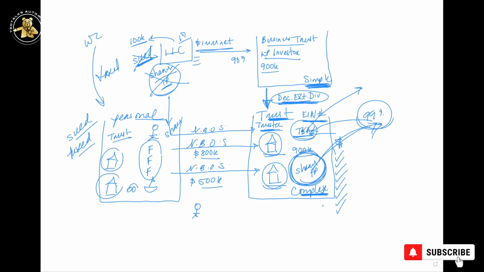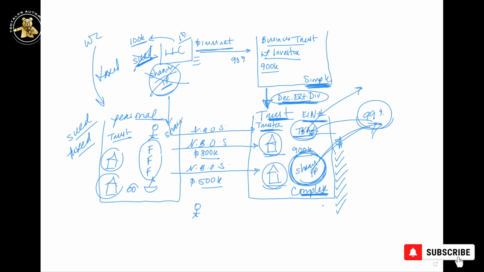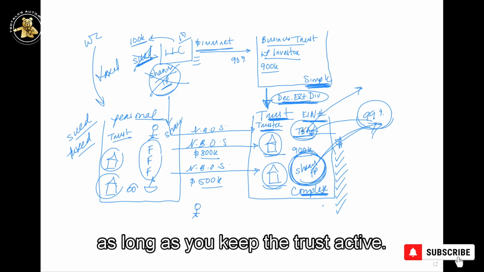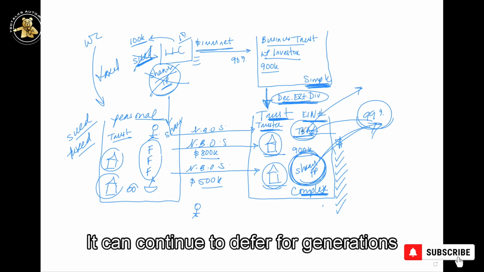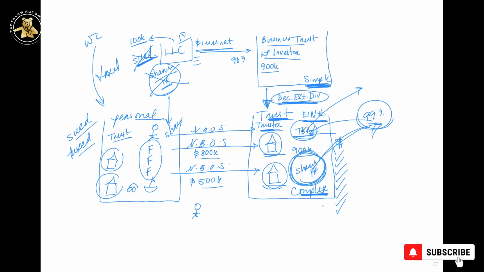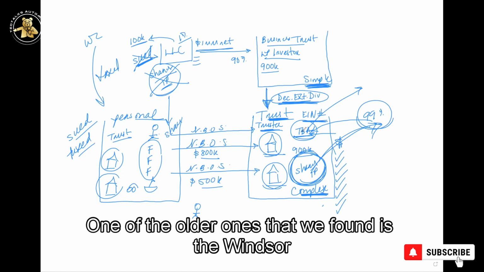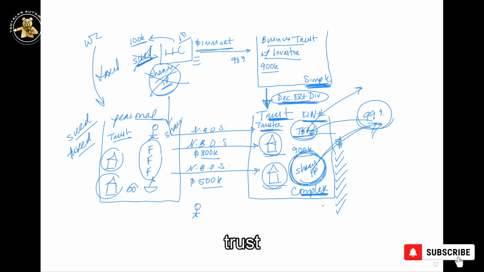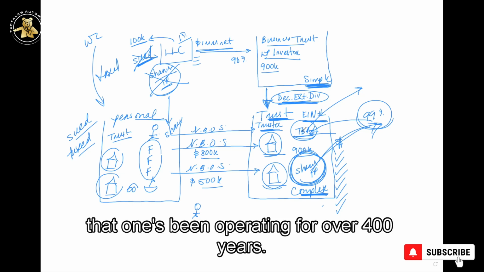Any other questions? So April, can you just clarify again for people, how long you can defer these taxes, these capital gains, as long as you keep the trust active? That's right. You can defer for as long as you would like. It can continue to defer for generations. The spendthrift trust that we can point to, one of the older ones that we found, is the Windsor Trust. Windsor Spendthrift Trust. It holds the Windsor Castle. That one's been operating for over 400 years.